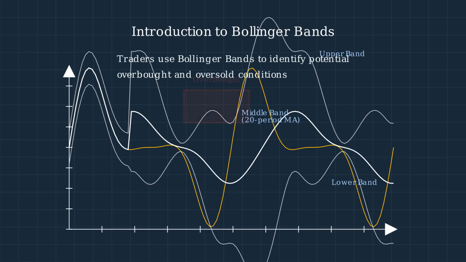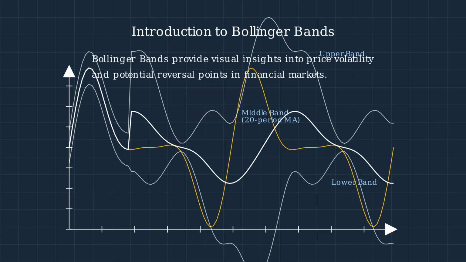Traders use Bollinger Bands to identify potential overbought and oversold conditions in financial markets. In summary, Bollinger Bands provide visual insights into price volatility and potential reversal points in financial markets.